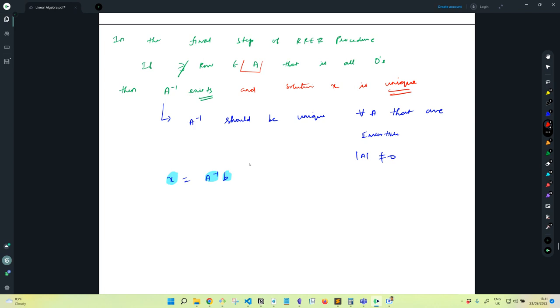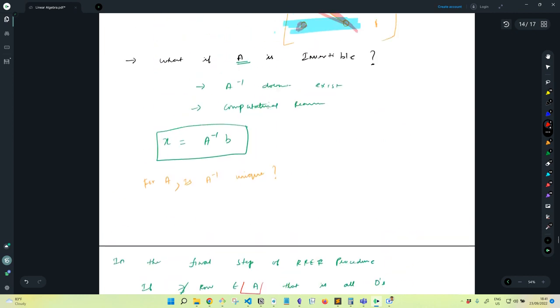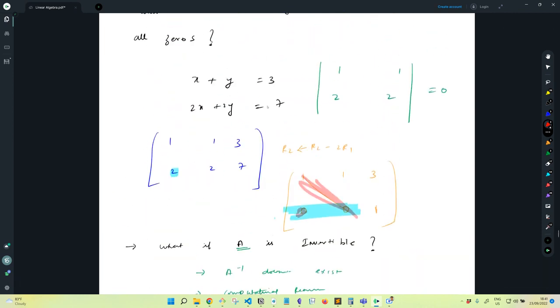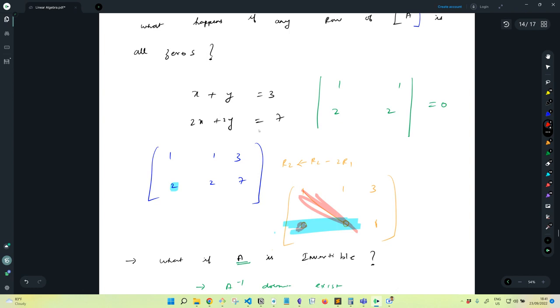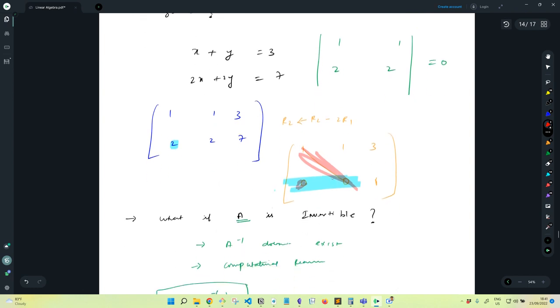Does this make sense? Okay, I think all of you are convinced with my statement. Now, earlier we took one system, right? We took this system x plus y equals 3, 2x plus 2y equals 7. Now, in this system, in the A part, we encountered a row that is all zeros. Then, what can we comment about x?